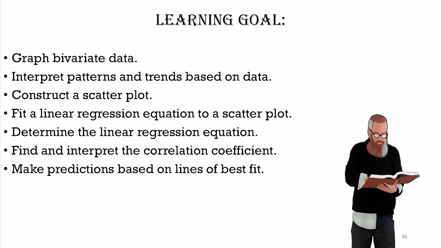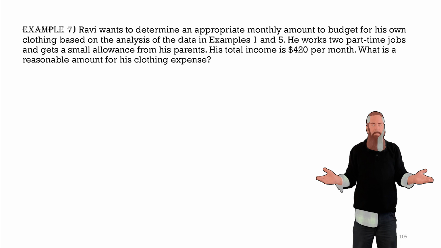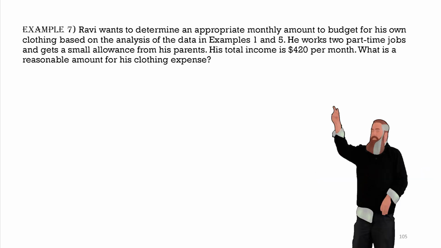Now, let's make predictions based on the line of best fit. Ravi wants to determine an appropriate monthly amount to budget for his own clothing based on the analysis from examples 1 and 5. He works 2 part-time jobs and gets a small allowance from his parents. His total income is $420 a month. What is a reasonable amount for his clothing expenses?